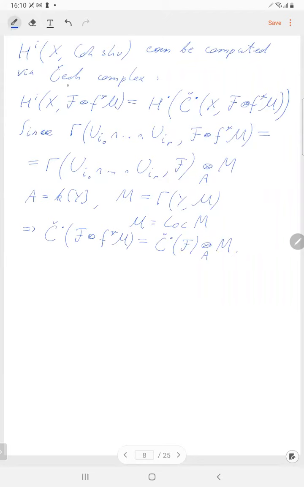Okay, so since we are able to extract M from this complex, we only need to do something with this Čech complex of F, and we will do this next time. Okay, so thank you for today.